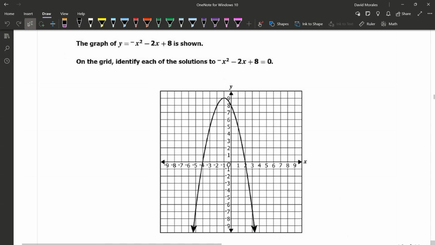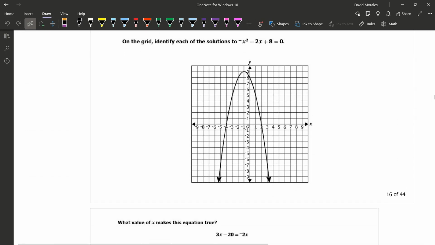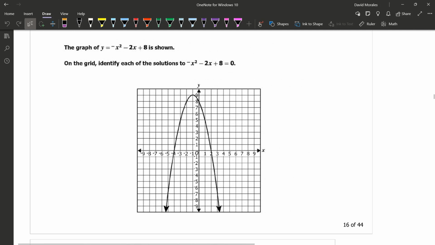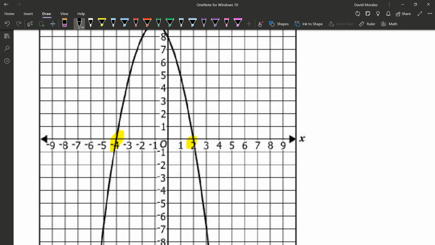Okay, now this one, you don't really have to use Desmos, and it says the graph because they already graphed it for you. So what are your solutions? Well, y is 0 at the x-intercepts. So my solutions here are x equals -4 and also x equals 2. Those are my solutions.